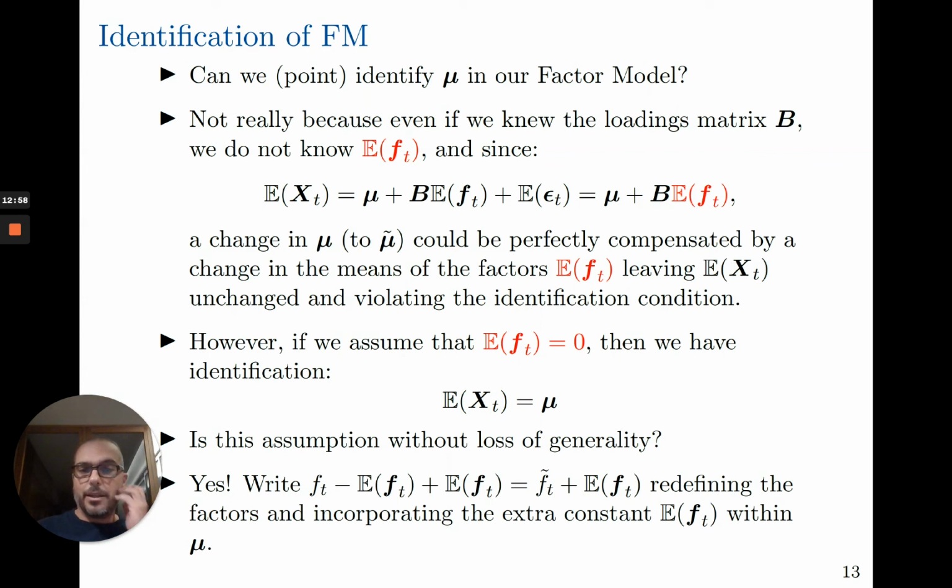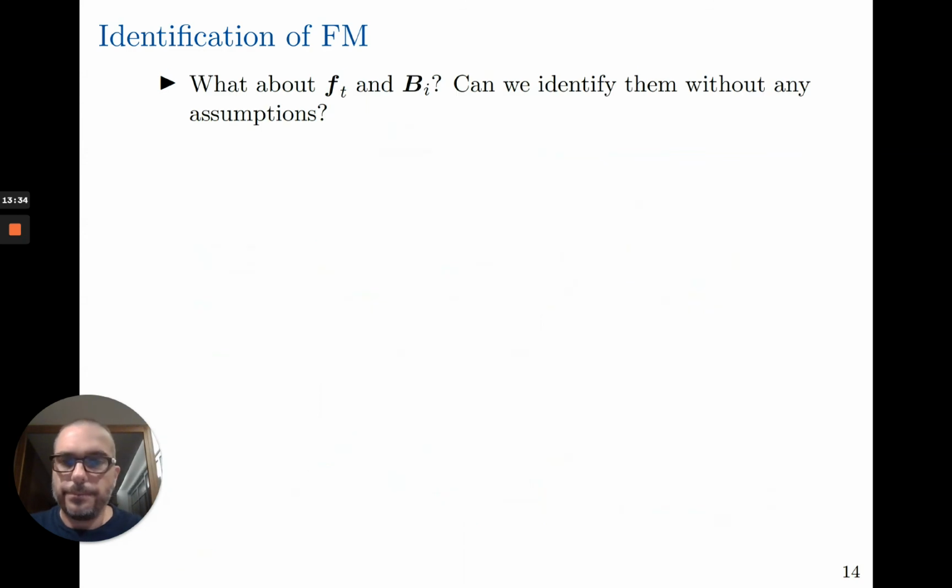Yes, because we can write a new f tilde, f minus the expected value of f, plus the expected value of f. So redefining factors, okay? So this factor here will be the demeaned factor. And this term here goes into mu, the new mu. So we are fine, okay? We remove the mean of f and we set it to mu. Okay, so good, mu is identified.